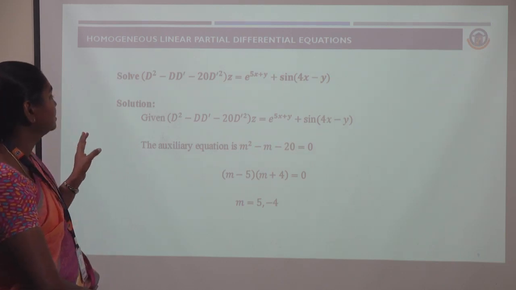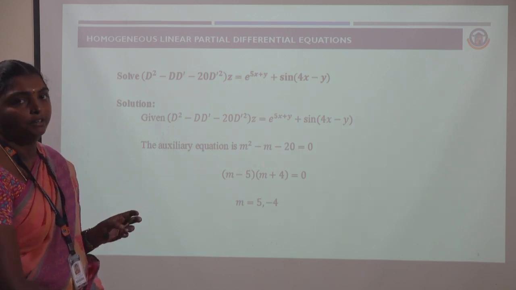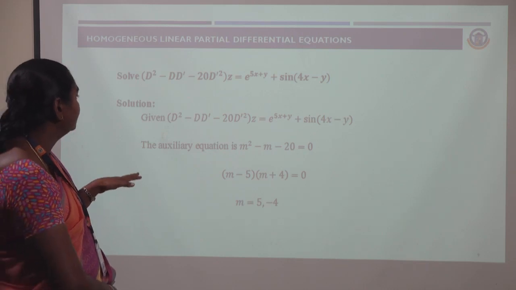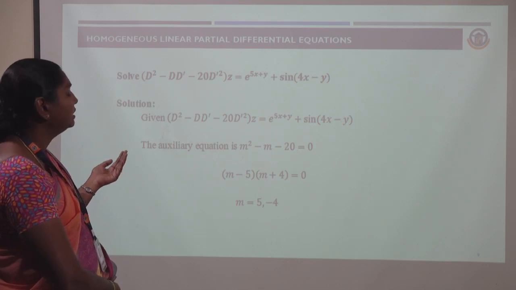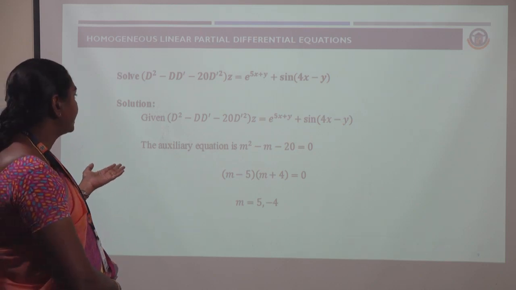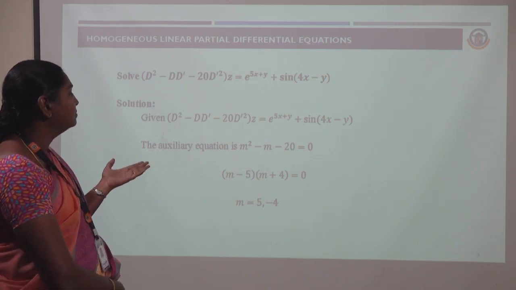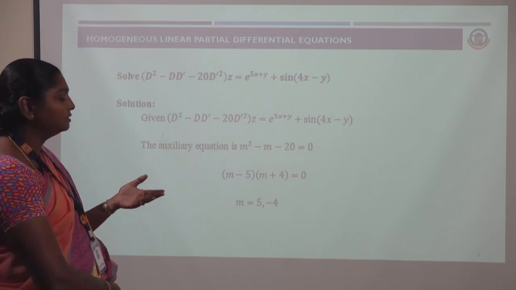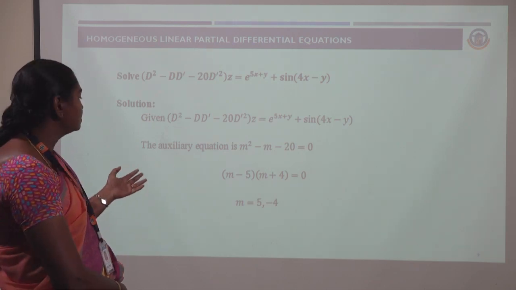For a homogeneous equation, first you must find the complementary function and the particular integral. For finding the complementary function, you must write the equation in auxiliary form. Auxiliary form means you must convert D as m and D dash as 1. So we get the equation m square minus m minus 20 equal to 0. When you solve this equation, we get the roots m equal to 5 comma minus 4. Here the roots are different.